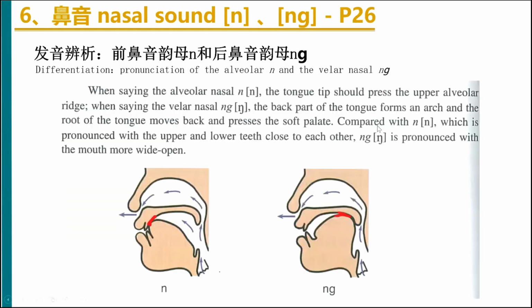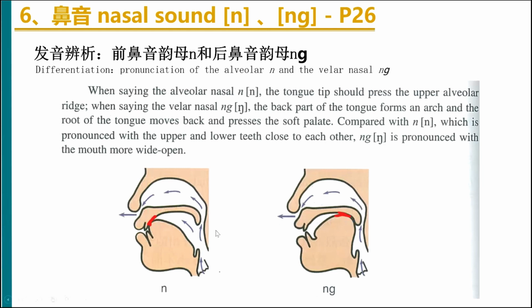Point number 6. The nasal sound. N and ong. When we are saying the alveolar nasal N, the tongue tip should press the upper alveolar ridge, which is the red part here. When saying the velar nasal ong, the back part of the tongue forms an arc, and the root of the tongue moves back and presses the soft palate.